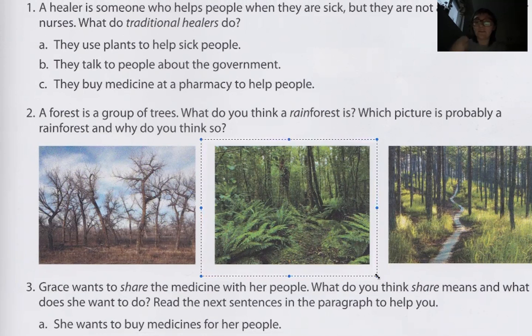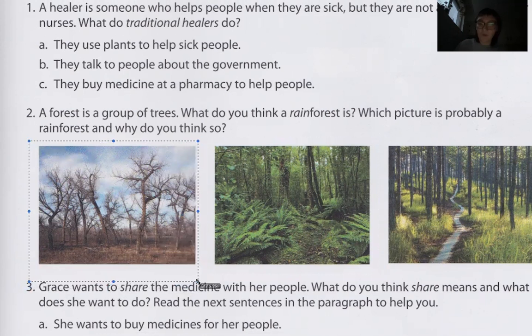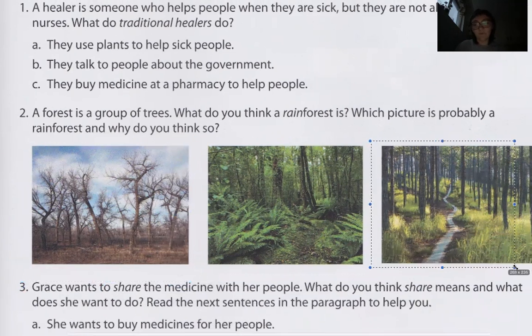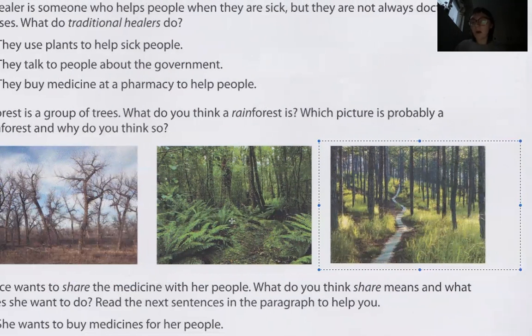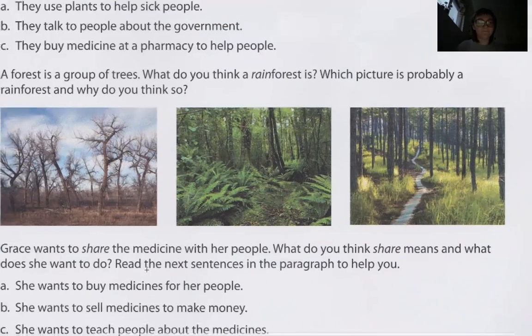Because it looks like there's ferns and moss, like it's really wet, right? Because there's rain all the time. This one doesn't look like it rains a lot. And this one looks like it rains, but not enough to cause moss and ferns, right?